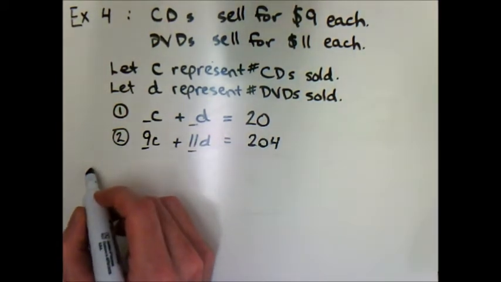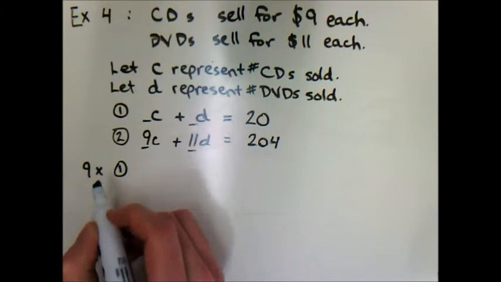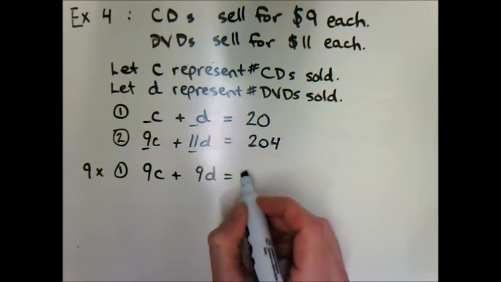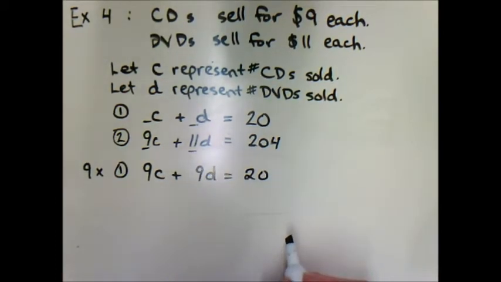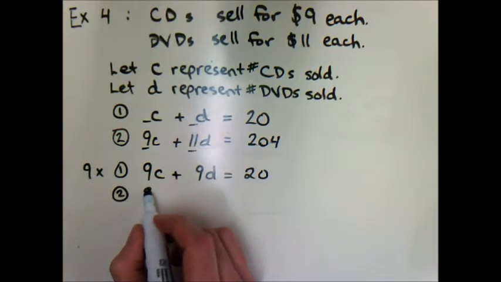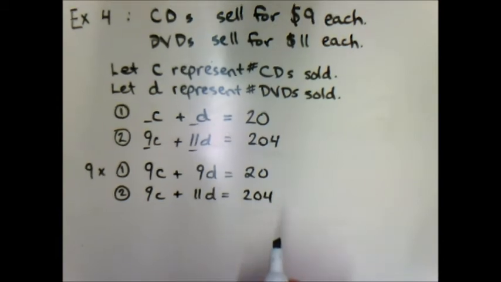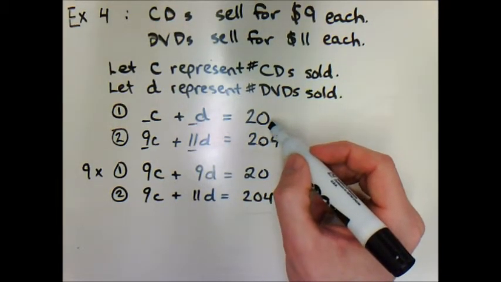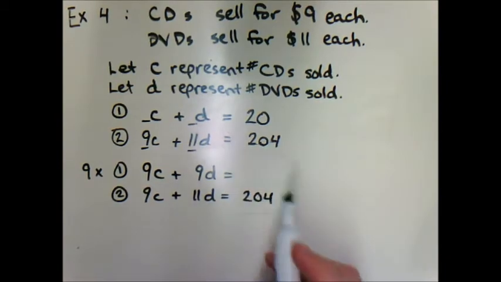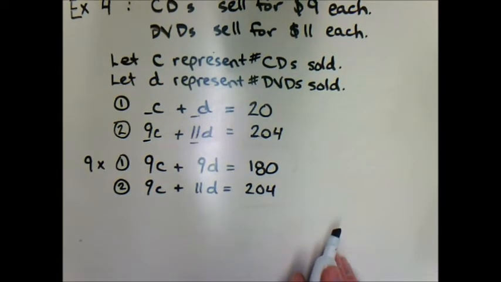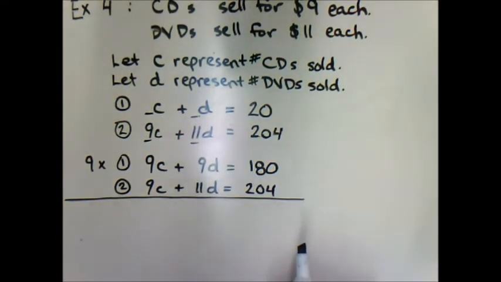Okay? So I'm going to take equation 1. I'm going to multiply it by 9. We're going to get 9c plus 9d equals 20. Yeah? Then we have equation 2 is still 9c plus 11d equals 204. Oh, did anyone catch my mistake yet? You didn't multiply the last one. I didn't multiply both sides of the equation. 9 times 20 is 180. You have to catch them before I catch them, though.